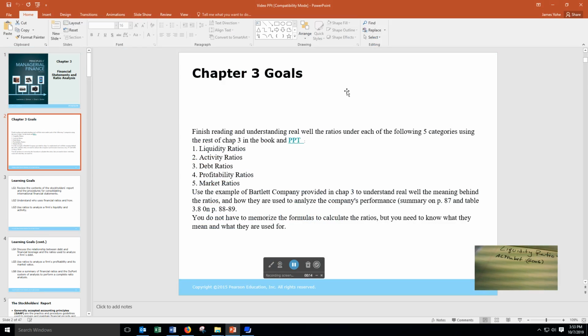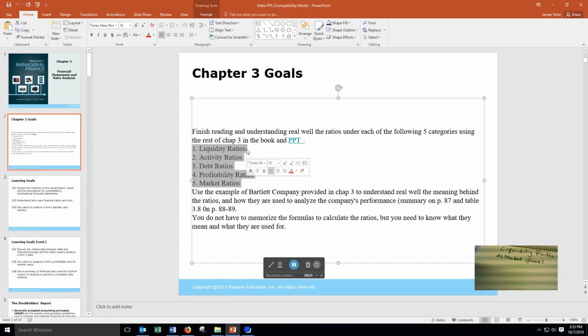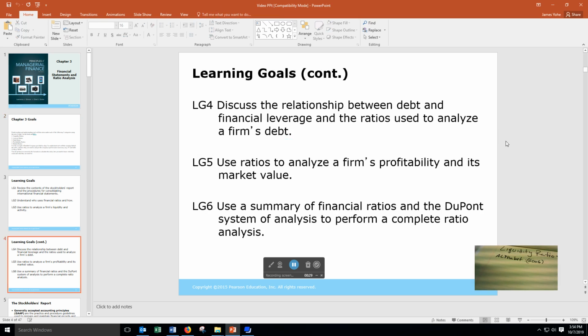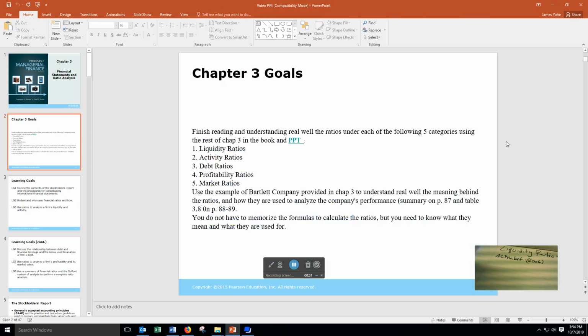We'll get started. This chapter, you can read right here, we're dealing with these 5 ratios. Liquidity ratio is the one we'll do in this video. Additional videos, hopefully, we'll be able to address these. One thing you want to remember is you do not have to memorize the formulas for these ratios, but you need to know what they mean and what they are used for. Okay, so that's going to be important.